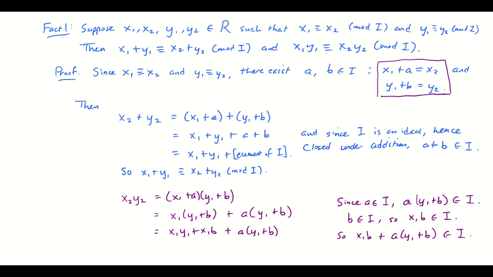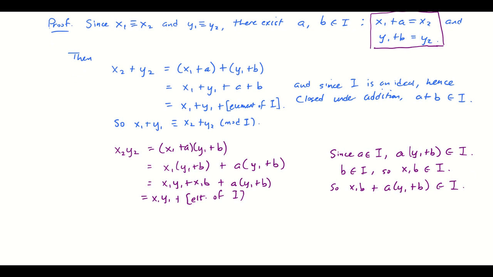So what I have here is x1 y1 plus an element of I, which means x1 y1 is congruent to x2 y2 mod I. Super. All right, so that proves that addition and multiplication are both well-defined mod I. In other words, I can switch out representatives of the same congruence class, and the result of the operation will be the same modulo I.